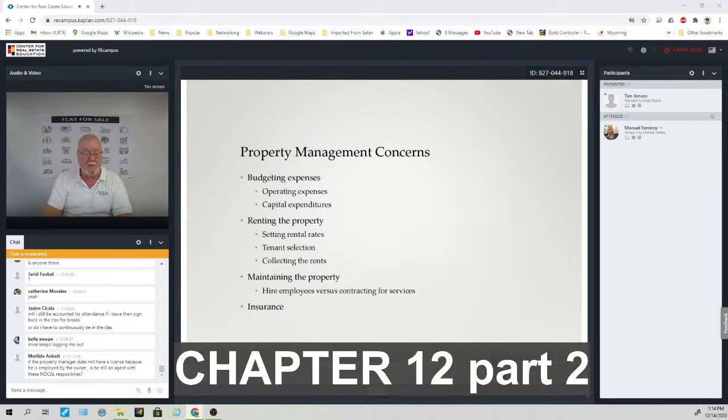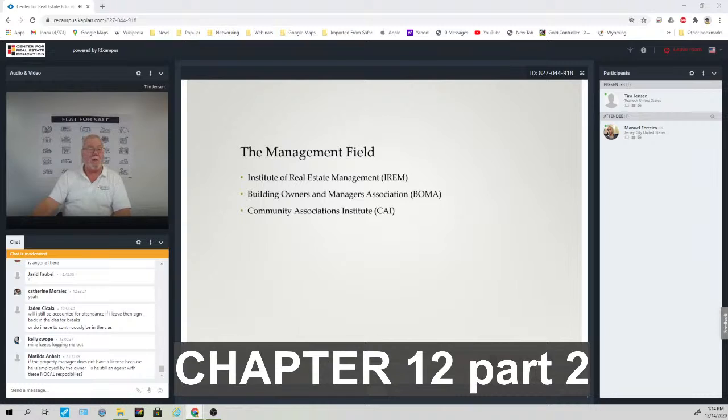Renting properties, setting rental rates, tenant selection, and collecting rents we already talked about, but these are main responsibilities of the property manager. And then maintaining the property, maintenance issues, hiring personnel versus hiring contractors. What's better, depending on the application? Also making sure insurance coverage is paid and that the proper insurances are on that property.